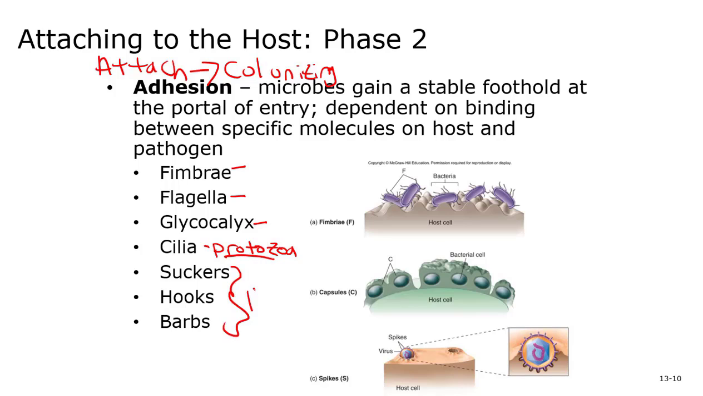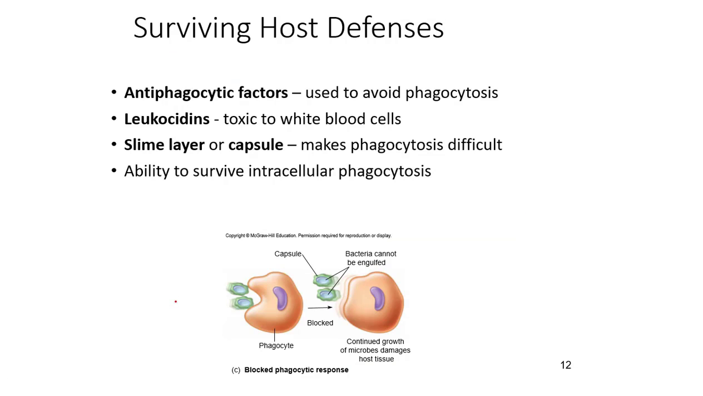Helminths, those parasitic worms, can use things like suckers, hooks, or barbs to attach. Remember, viruses will use spikes. So each type of microbe has its own attachment mechanism. It now needs to hide out from the host immune system.